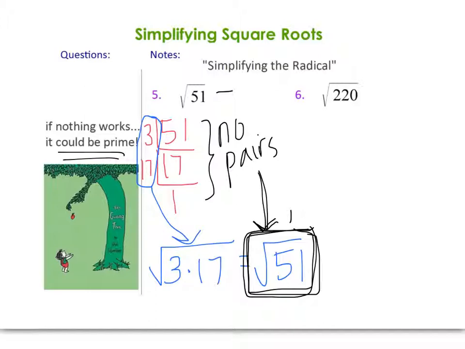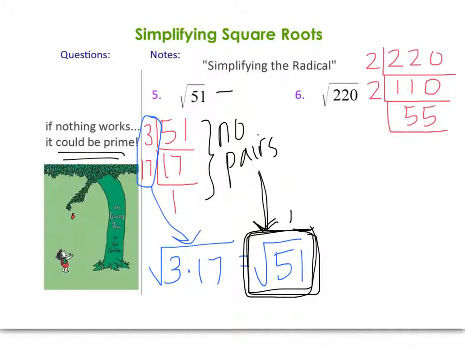Let's try 220. The square root of 220, so I have 220. Well, 2 goes into 220 and gives me 110. 2 goes into 110 and gives me 55. Well, 5 is the next smallest number that goes into 55. That's prime, and it gives me 11. Is 11 prime? Yep. So I get to 1. When you get to 1, you know you're done.